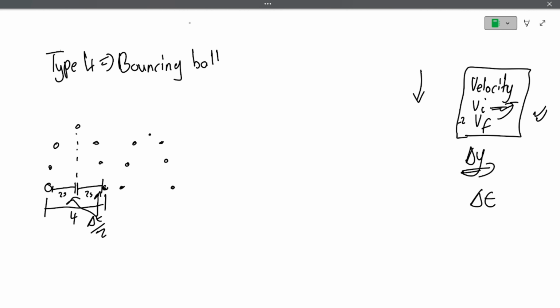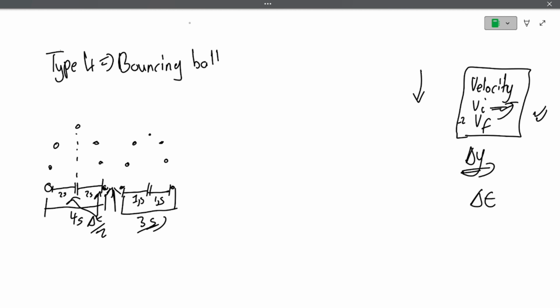But here, because some energy has been lost from sound and heat, it will take a little less time. Maybe it will take 1.5, and then here it will take 1.5 seconds. Altogether, it's going to take 3 seconds. So that's what we have to know about the time here at the bouncing ball.